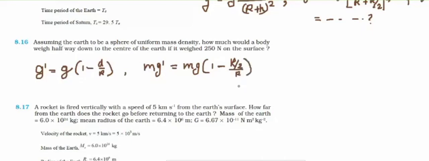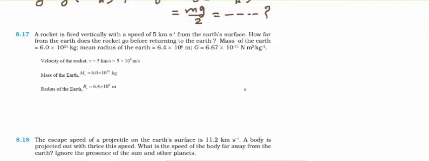Now mg is given 250 Newton. R will be cancelled. So substitute the values, and so you will get mg by 2. Substitute the value of mg and find the value of mg dash. Next, question 17. A rocket is fired vertically with a speed of 5 km per second.